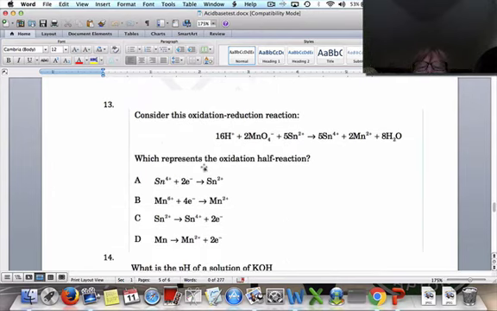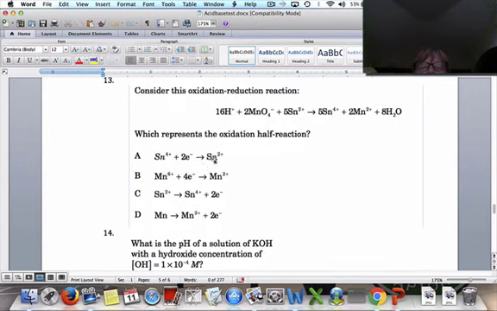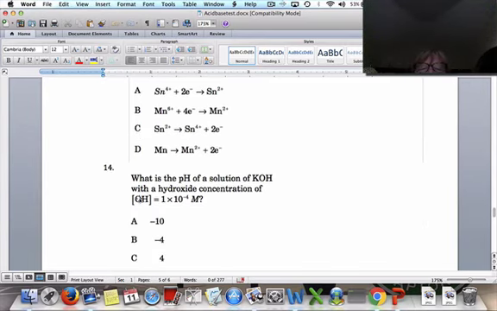All right, another redox reaction. This is on the test. If you want oxidation again, and look at tin is +2, it goes to +4 here. So we want the reaction where tin goes from +2 to +4 because it has lost 2 electrons. C is the correct answer.